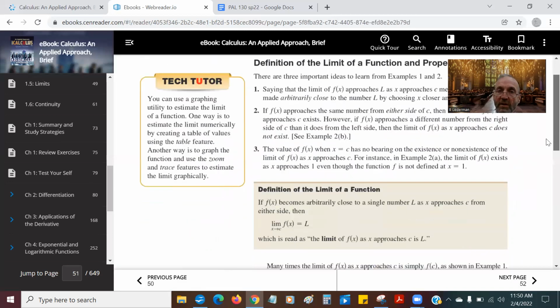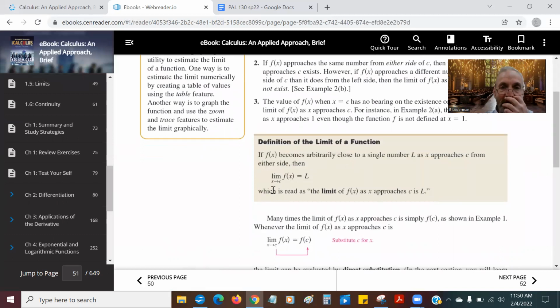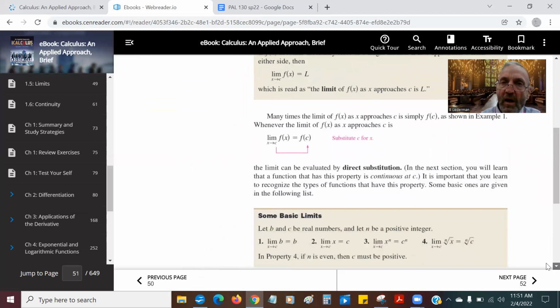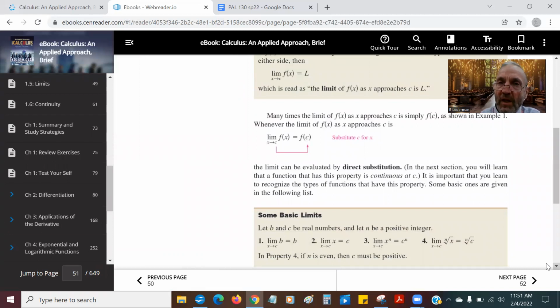Okay, let's see. So we read it like this: the limit as x approaches C of f of x equals L. C is some x value, and L is some number, whatever the y value gets very close to. Not that the y value necessarily equals it, but it gets very close to that as x approaches C. So a function can have a limit even if it doesn't have a value. Many times, now sometimes I can just plug in C. I can just plug the number in, no problem.